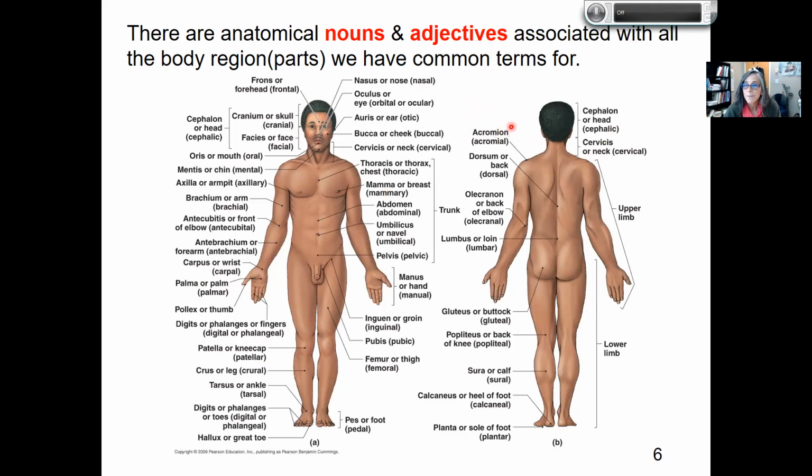Like the acromion, what is it? Look at what it's referring to. It's referring to the tip of the shoulder, and that's what I have. I've got dorsum, the back. Cervix refers to the neck, and so forth. I've got buttocks. I have gluteal, and there's a few other ones.